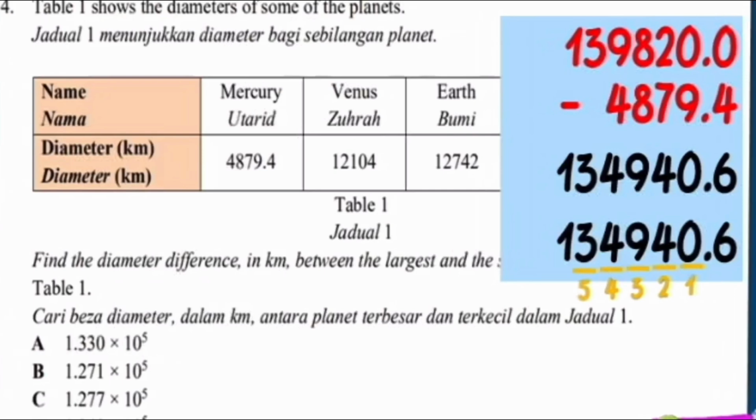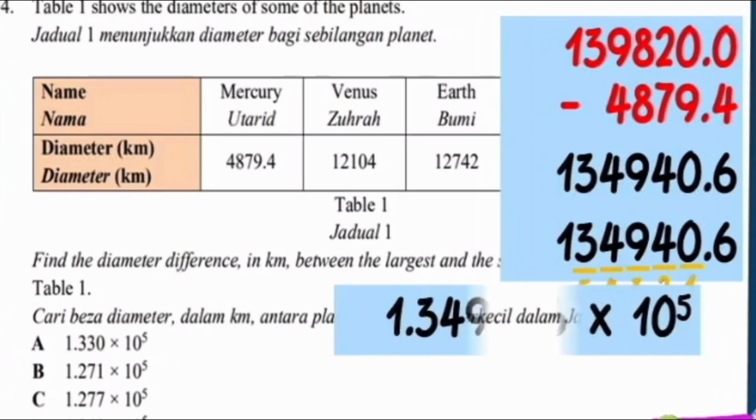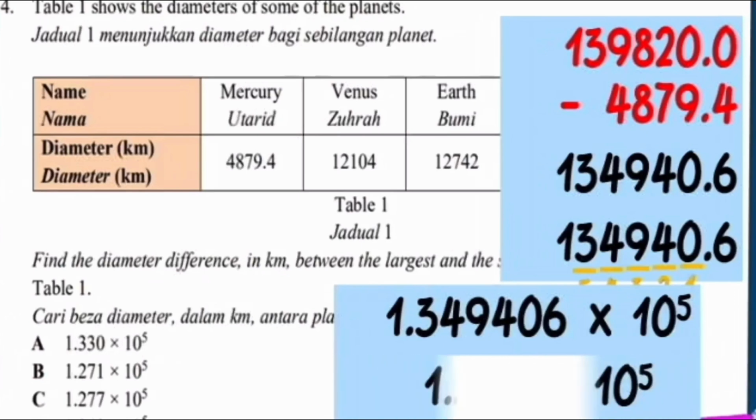So the answer should be 1.349 times 10 to the power of 5. So the answer should be D, right? Sorry, the answer is not so clear there. But the answer is D, 1.349 times 10 to the power of 5. So please circle the answer D.